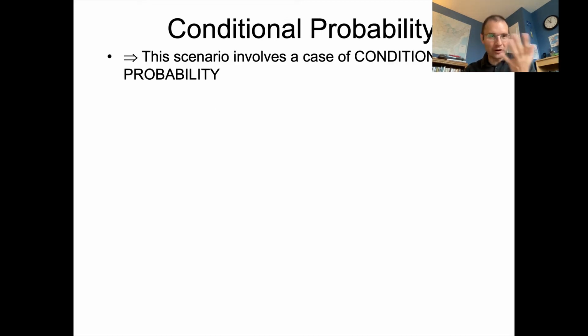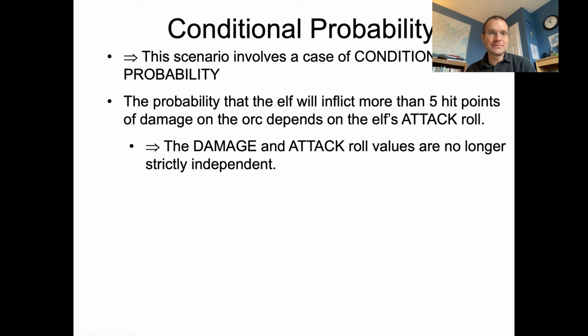The big moral of the story is that this scenario involves a case of what's called conditional probability, maybe in a different way than you've ever thought about it before. But basically what this means is that the probability that the elf will inflict more than 5 hit points of damage on the orc depends on the elf's attack roll. So the damage and the attack roll values are no longer strictly independent from one another. There's a connection between the two. Before, we were just rolling them separately, and we could multiply their probabilities by each other for that reason. But now we have to consider the value of one when we're calculating the value of the other.